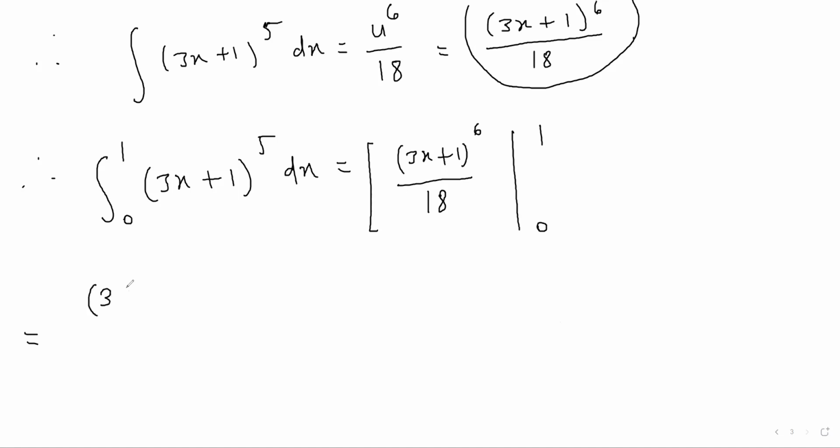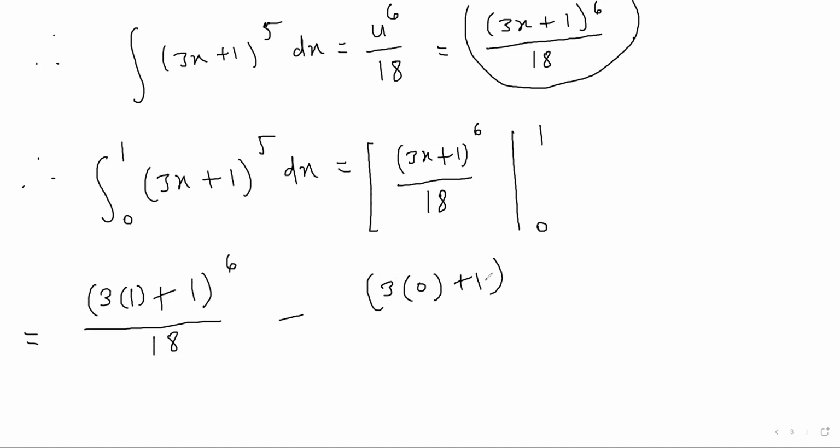You've got 3 multiplied by 1 plus 1, and we put this to the power 6, and we divide this by 18. So it's (3 times 1 plus 1) to the power 6 over 18, minus (3 times 0 plus 1) to the power 6 divided by 18.